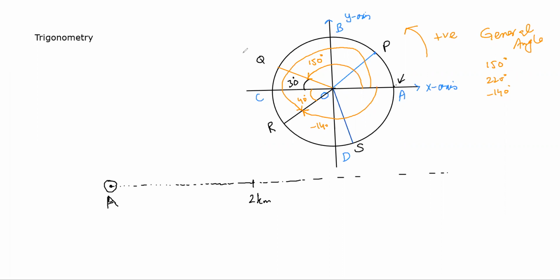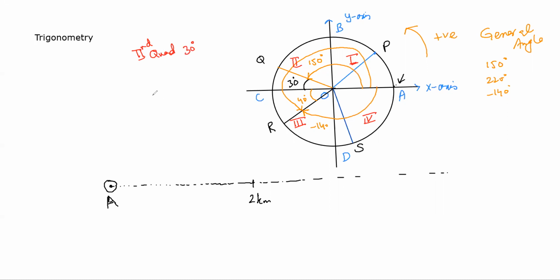There is another way of telling the positions of these points P, Q, R, and S over here. Just see that this is called the first quadrant, this is the second quadrant. We divide this circle into 4 quadrants. This one is the third quadrant, and this is the fourth quadrant. Now, we can say that this point Q is in the second quadrant with a basic angle of 30 degrees.